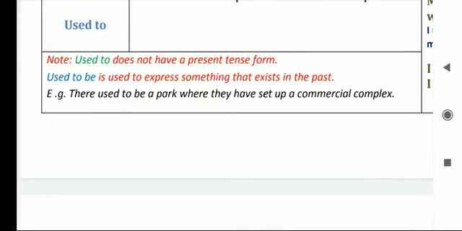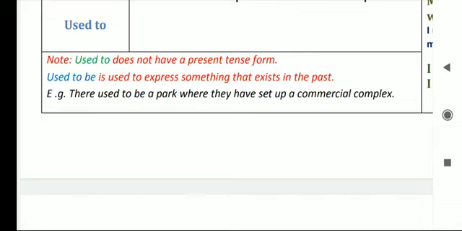Used to be is used to express something that exists in the past, as in the following example. There used to be a park where they have set up a commercial complex.